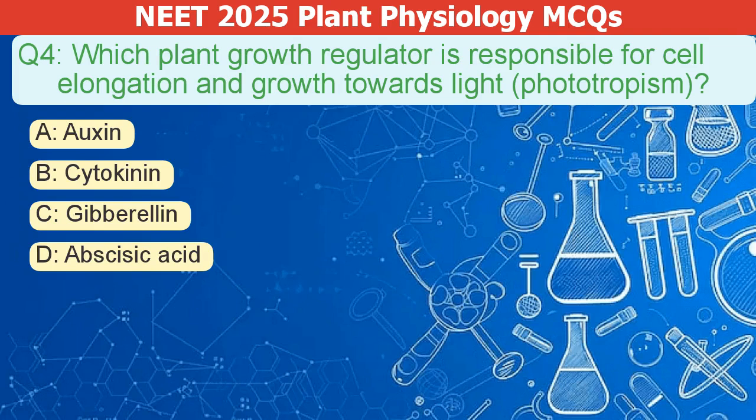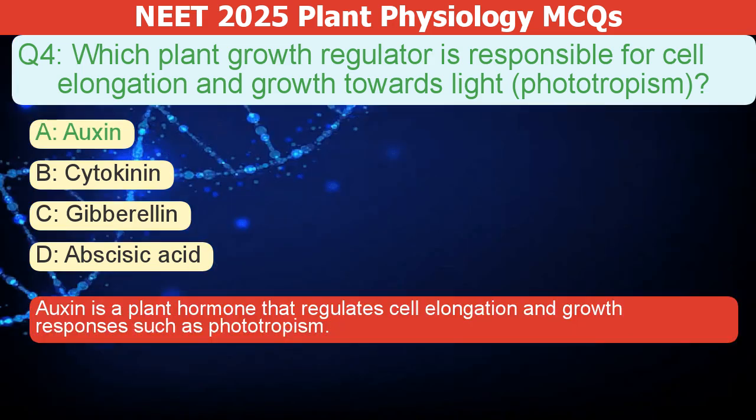Which plant growth regulator is responsible for cell elongation and growth towards light, or phototropism? A. Auxin. B. Cytokinin. C. Gibberellin. D. Abscisic acid. The correct answer is A. Auxin is a plant hormone that regulates cell elongation and growth responses such as phototropism.